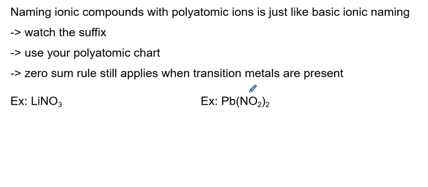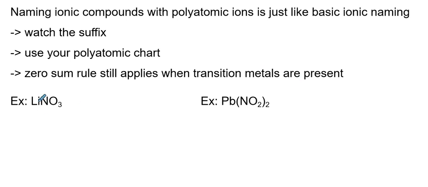Naming ionic compounds with polyatomic ions is just like naming that we've already done for ionic compounds. We're going to watch for the suffix, that's the end, the ATE or the ITE or the IDE ending. And we're going to use our polyatomic chart as a reference. If you're trying to memorize them, use it as much as you can to help you memorize. And then we're still going to apply the zero-sum rule if it applies.